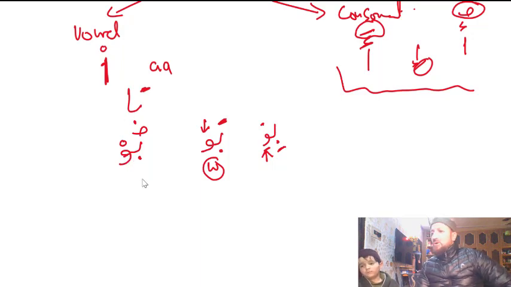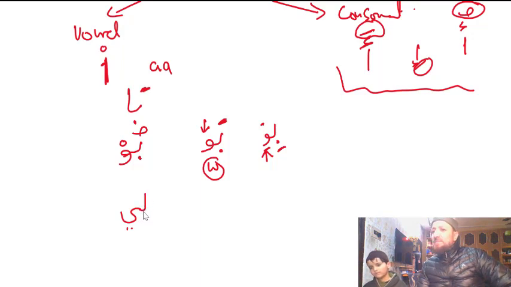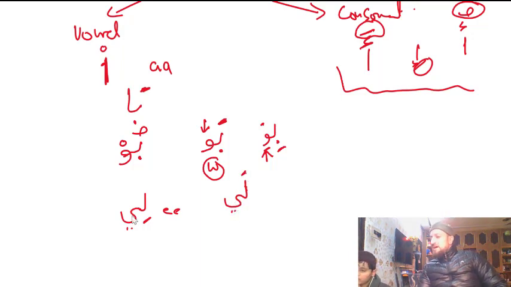Same is with the ya. If we have the ya and the preceding letter, for example lam, has a kasra, then this becomes double e: lee. If it is not like that, if it is lam with fatah, then this ya will not be read as e, but as ya. It's lie.